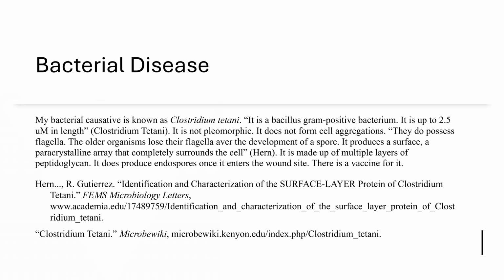It produces on the surface a paracrystalline array that completely surrounds the cell. It is made up of multiple layers of peptidoglycan because, since it is a gram-positive bacterium, that means it has a large peptidoglycan exterior. It produces endospores once it enters the wound site. There is a vaccine for it.